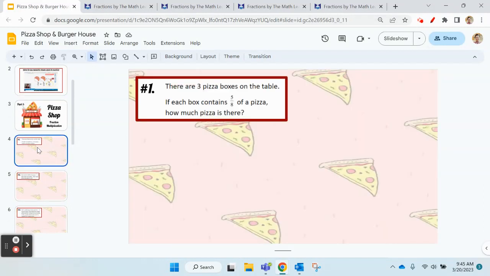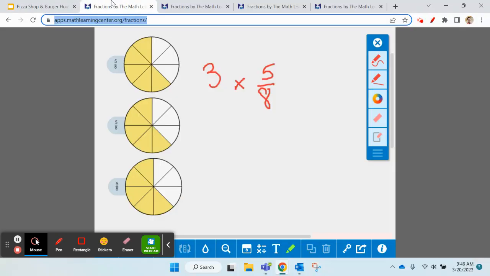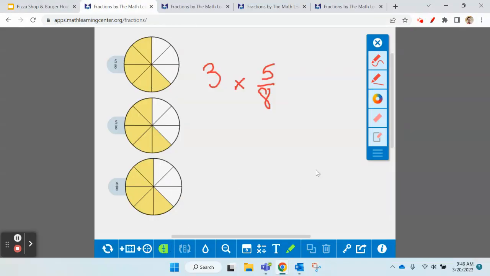All right, first problem. There are 3 pizza boxes on the table. If each box contains 5/8 of a pizza, how much pizza is there? So we have 3 separate boxes and they each have 5/8. So our problem is going to be 3 times 5/8. And I've already modeled it here for you, but please make sure you model it for yourself on your screen as well. So if we have 3 sets of 5/8, we are multiplying.